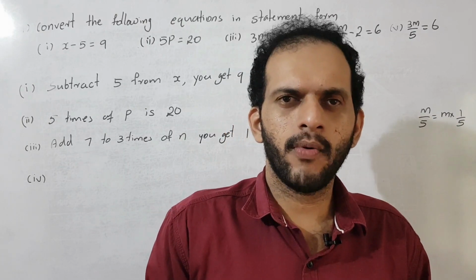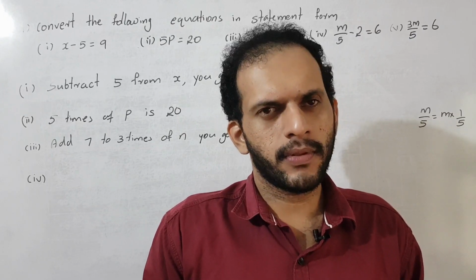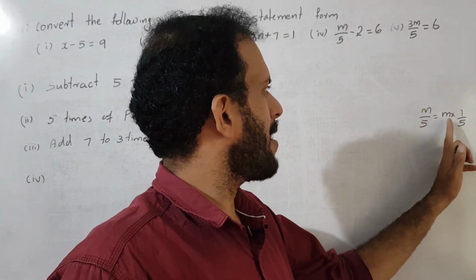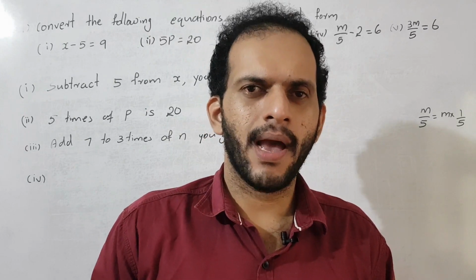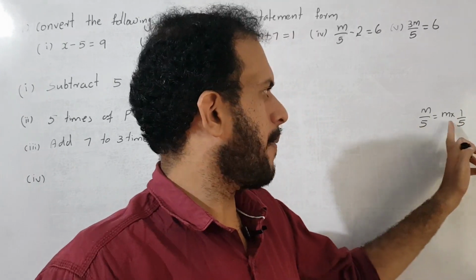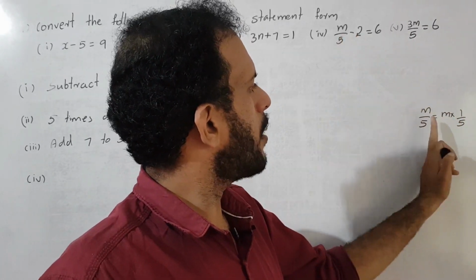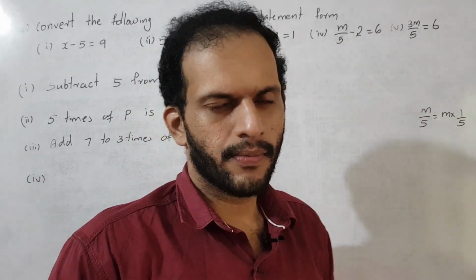m by 5, how do we convert m by 5 into the form of a statement? We say m by 5 like this: 1/5 of m. m by 5 is the same as m into 1 by 5, so we write m by 5 as 1/5 of m. Correct? Then we subtract 2 from 1/5 of m, and you get 6.